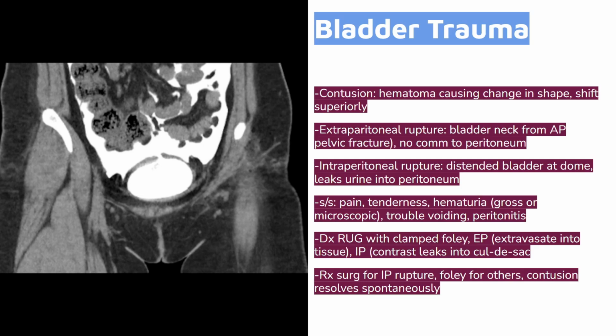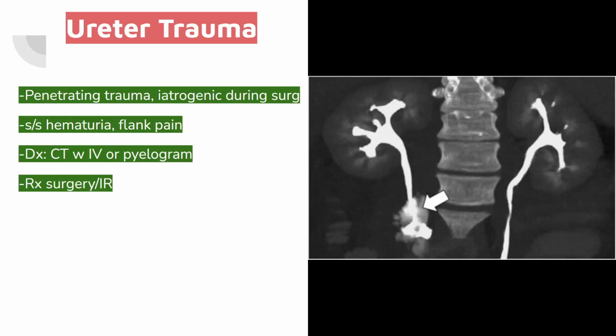And of course, if it's intraperitoneal, surgery. You can consider a Foley catheter for the extraperitoneal, but of course that decision is made with urology. Ureter trauma, okay. Penetrating trauma, iatrogenic during surgery is probably more common. Signs and symptoms are hematuria and flank pain, diagnosed with a pyelogram, and these always need to be repaired.